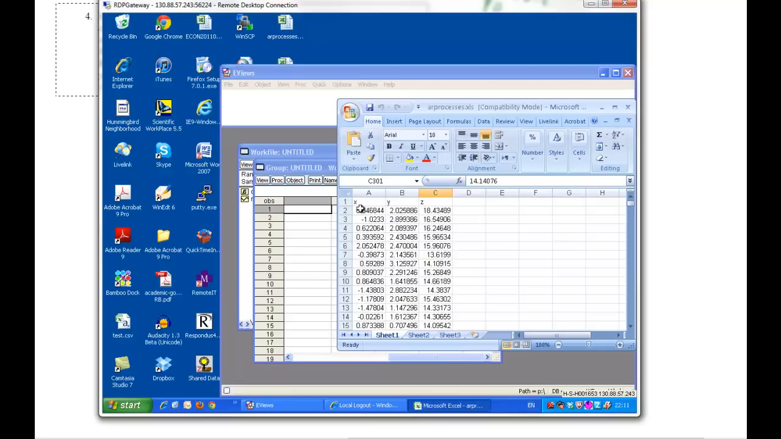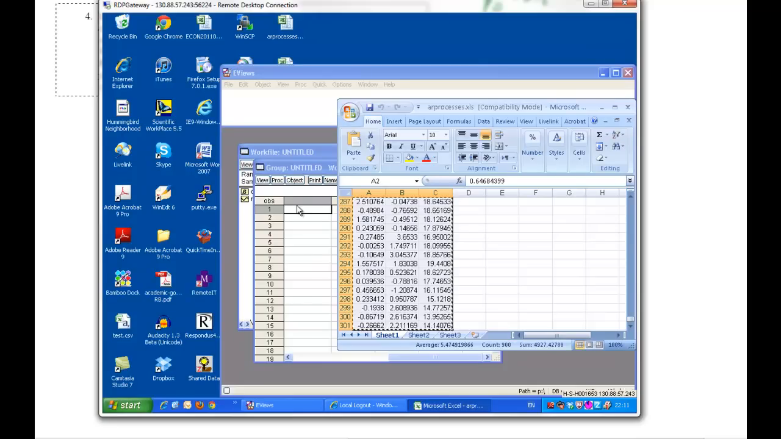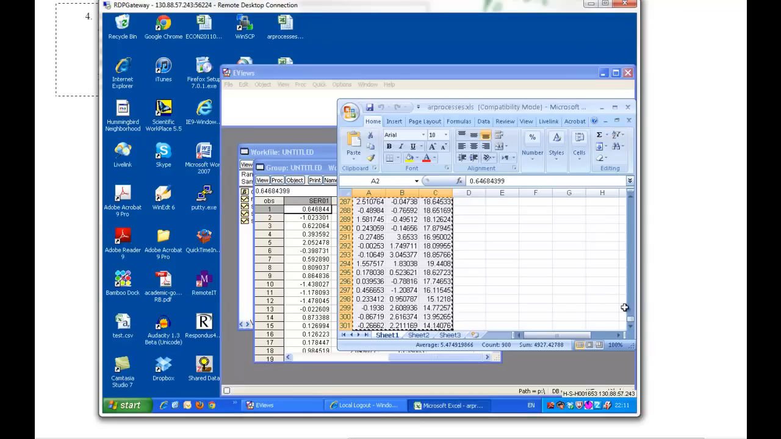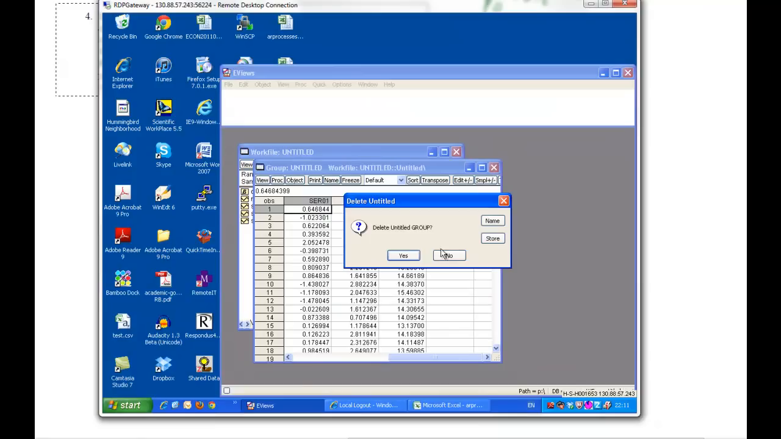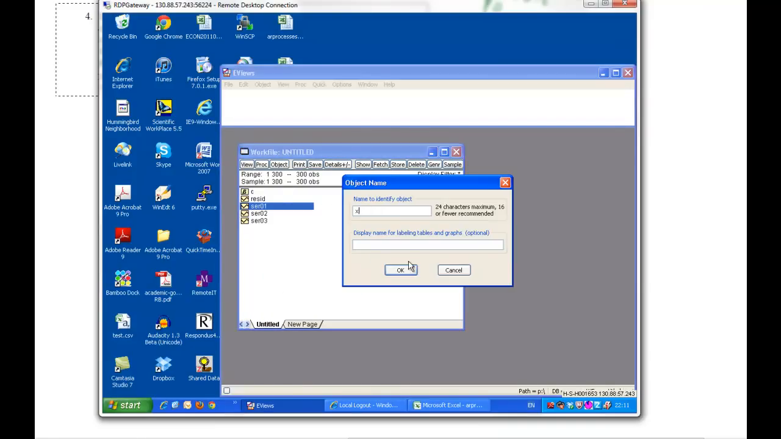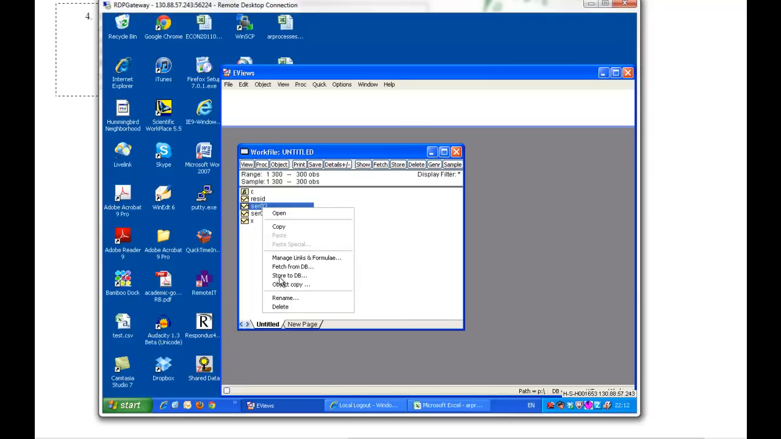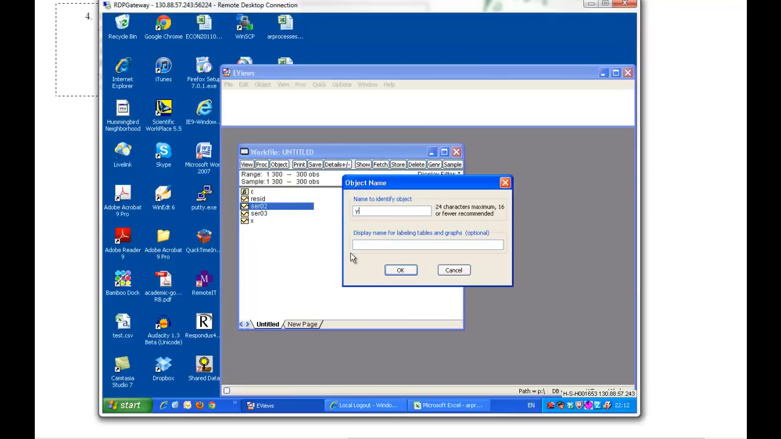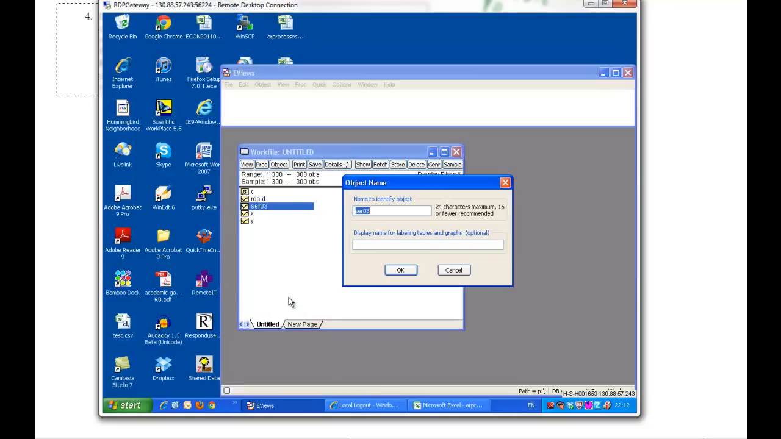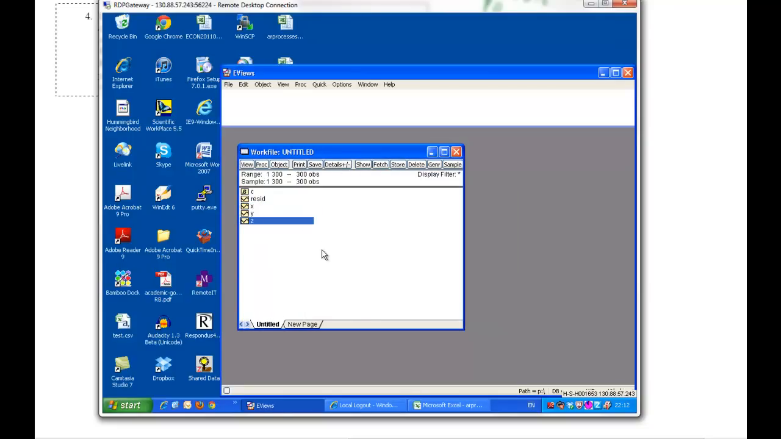Let me just copy these data into eViews. What did we say? They're called X, Y, and Z, I think. X, Y, and Z, yeah. So series 1 is X, series 2 is Y, and series 3 is Z.